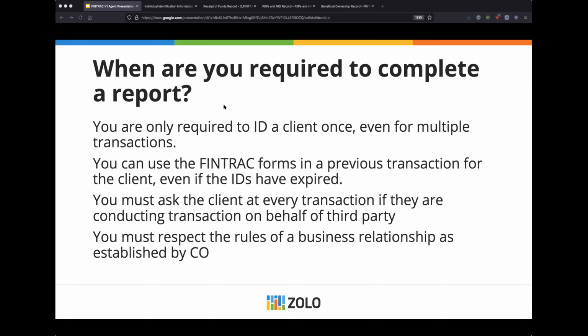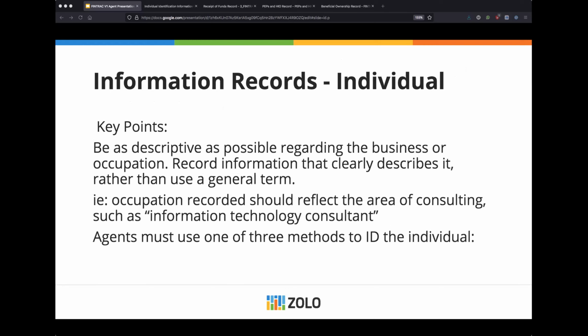If you suspect the client may be proceeding with this transaction or conducting the transaction on behalf of a third party, and they do not provide the information of who that third party is, that is something you still must record, and we will be discussing that a little bit further. Finally, you must respect the rules of a business relationship as established by the compliance officer. More on that later.